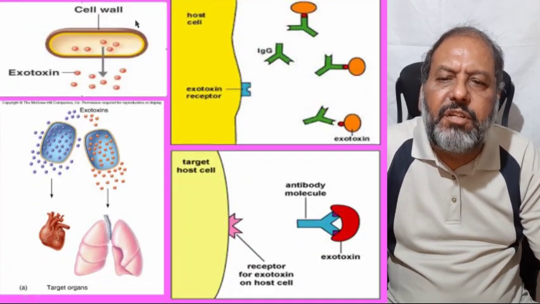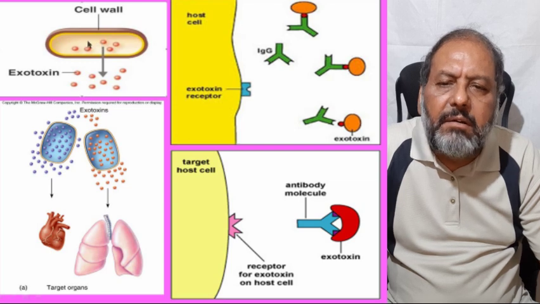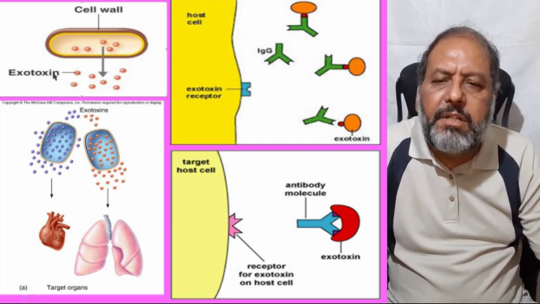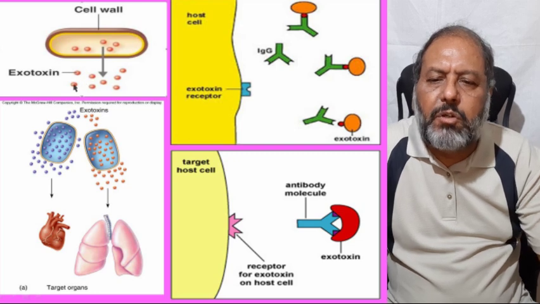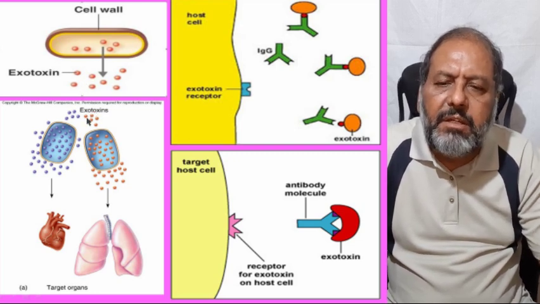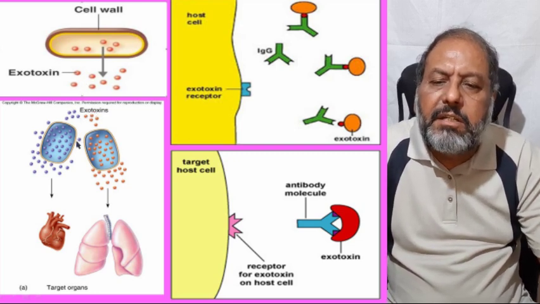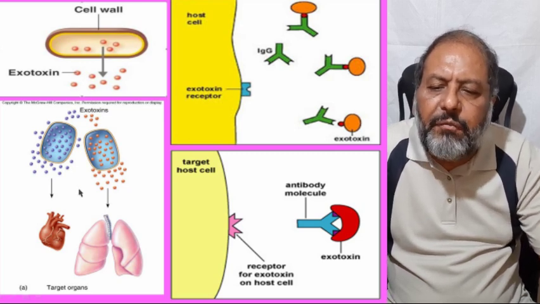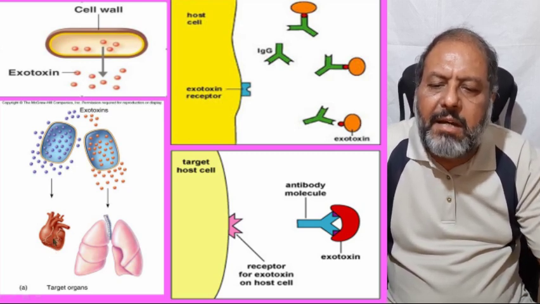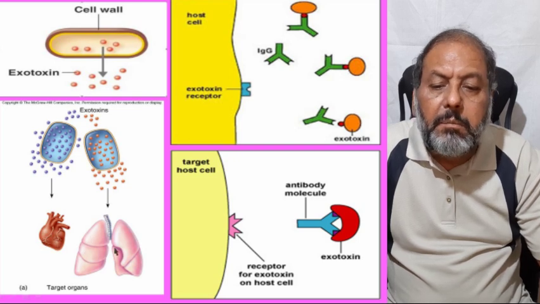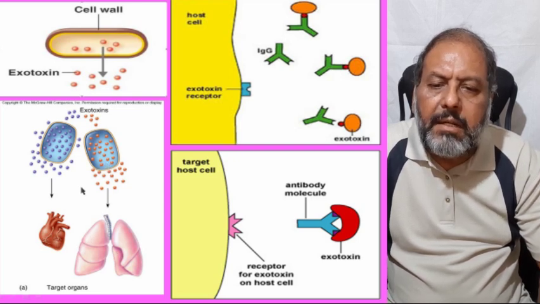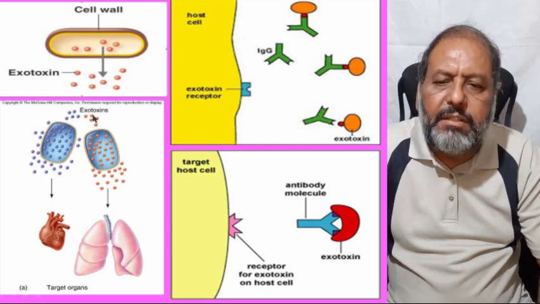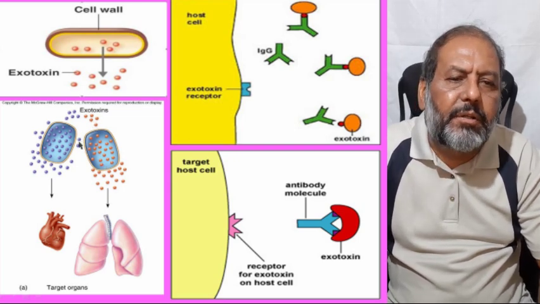Here one can see the bacteria, and the cytoplasm of the bacteria is secreting the exotoxin. One can see these exotoxins secreted by these bacteria are going to affect different tissues and target organs like the heart, lung, and other body tissue. So these tissues are going to be destroyed by the exotoxin.